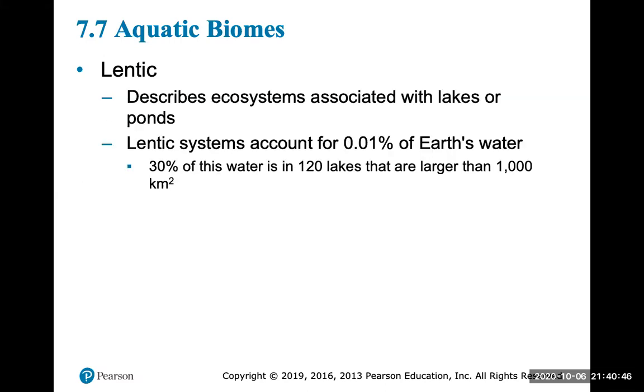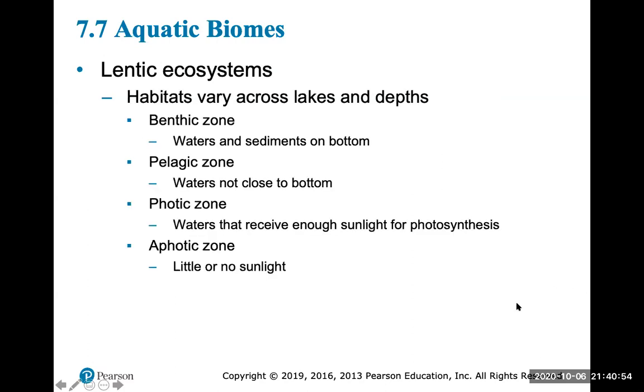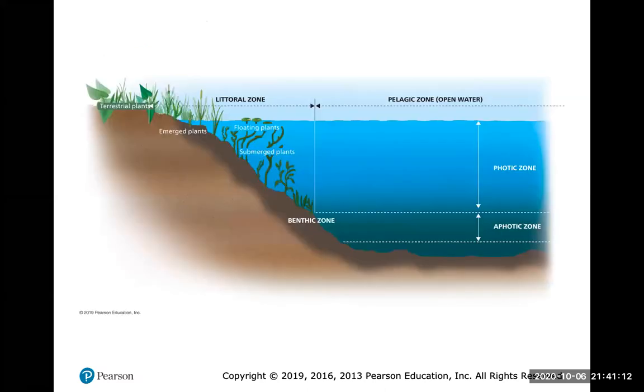A lentic describes an ecosystem associated with lakes or ponds, and lentic systems account for 0.01% of the Earth's water. Lentic ecosystem habitats will vary across lakes and depths. There are different zones in lakes that are described here, and I'll let you read through those, but you'll see the aphotic zone, where you'll get little or no sunlight down there, and the different zones are also shown here. And I'll let you guys look at that just to see what sort of plants will survive. But you can see as we get further out, the photic zone is what light can still reach to, and the aphotic zone is what light will not reach to.